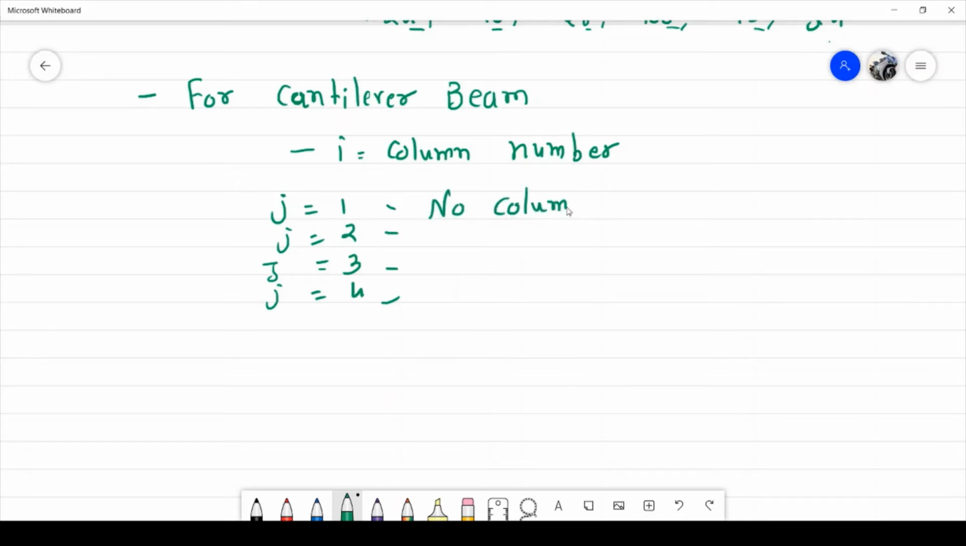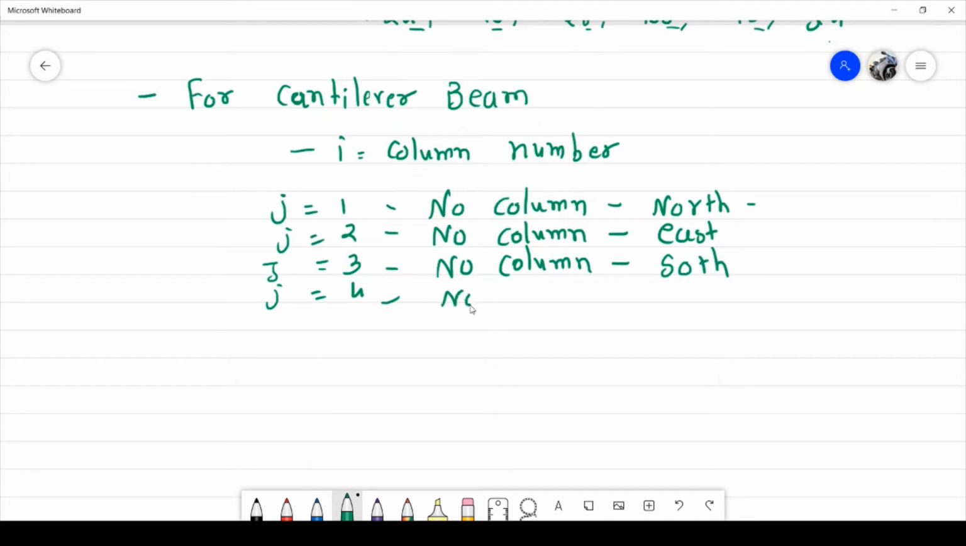So 1 is called no column beyond the north direction. It means there is a beam which has a column on the south side but not on the north side. Also the same with the second: no column beyond the east side. No column beyond the south, and no column beyond the west, right? Okay, so remember these four: one is north, second is east, third is south, and fourth is west.